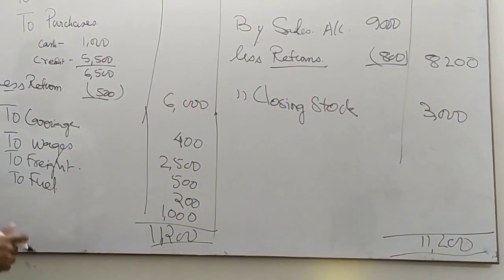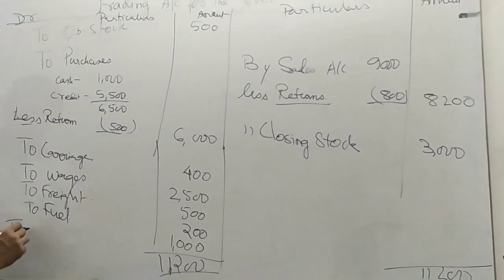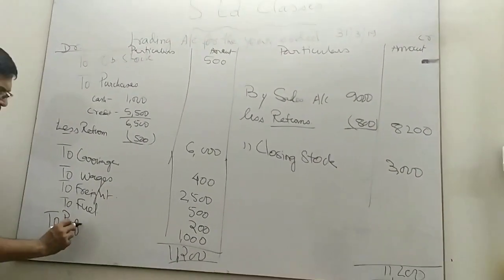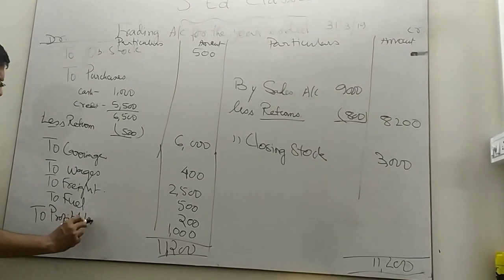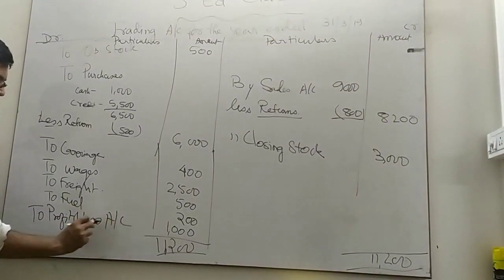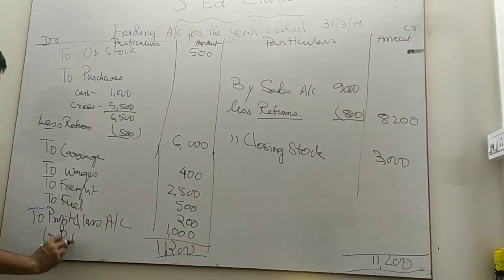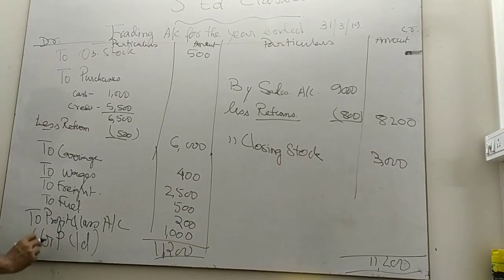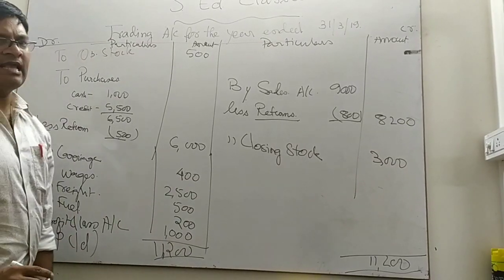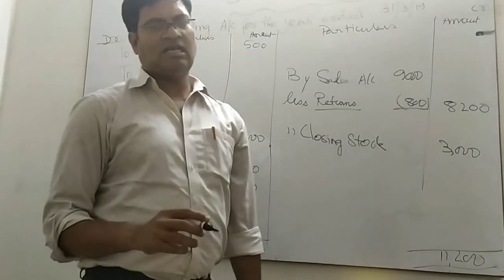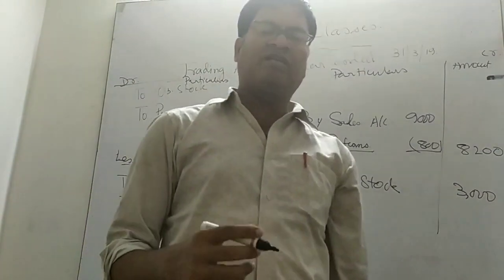As our credit side is more, we have gross profit. That we will write to profit and loss account. Gross profit carried down. This way we have prepared our trading account. Now we will see how to prepare our profit and loss account.